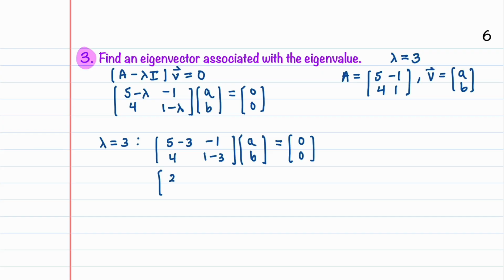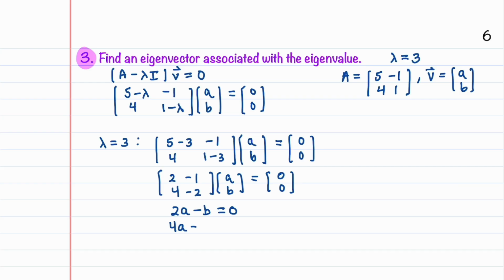This gives us [2 -1; 4 -2] times [a; b] is equal to [0; 0]. We can solve this using linear algebra, and we can also solve it just using regular algebra, and I'm going to solve it using regular algebra in case you haven't had linear algebra yet. This gives us 2a minus b is equal to 0, and then we have 4a minus 2b is equal to 0. These are the same equation.